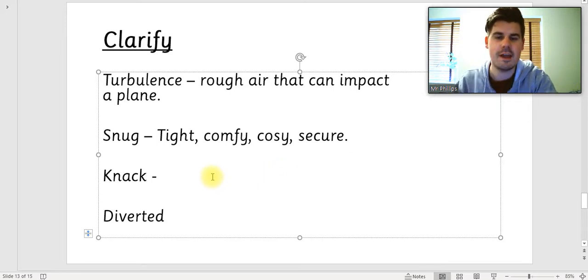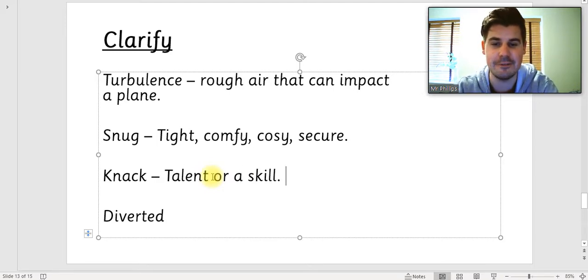Next one was knack. If you've got a knack for something, it means you've got a talent or a skill for it. You might have a knack at football, you might have a knack at telling jokes. A knack is a skill or a talent, because she's got the knack of saying the wrong thing at the wrong time. So that's her skill or her talent. Okay, so knack is a skill or a talent.